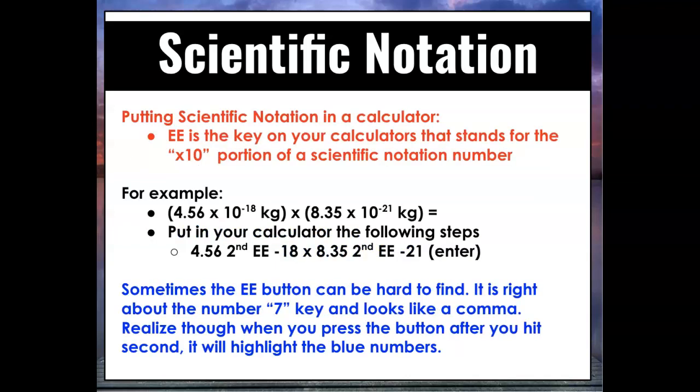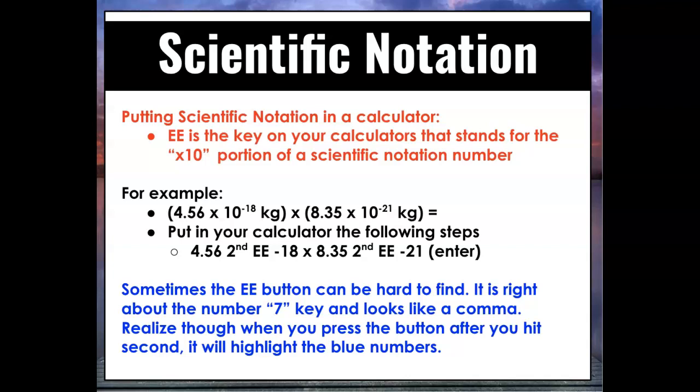Putting scientific notation in a calculator can be very, very confusing. The first thing that you need to know is where this EE button is. On the calculators, when you get back to school, there is a little tiny blue button on every single one of the calculators that is known as the second button. This second button allows you to press the EE function, where EE essentially stands for an exponential exponent, which means the times 10 portion on your calculator.